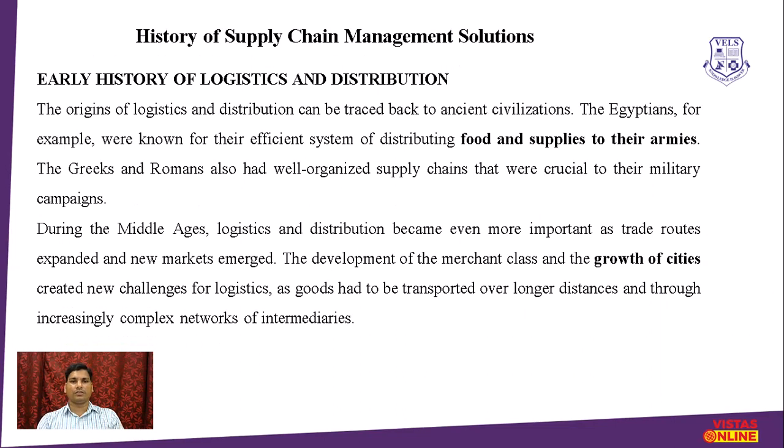Now we will talk in a little more detail about the history of supply chain management solutions. Early history of logistics and distribution: the origin of logistics and distribution can be traced back to ancient civilization. Yes, whenever we hear about civilization, the Egyptians are the first to come to mind. Why? Because they had a strong distribution system to protect their community, their citizens.